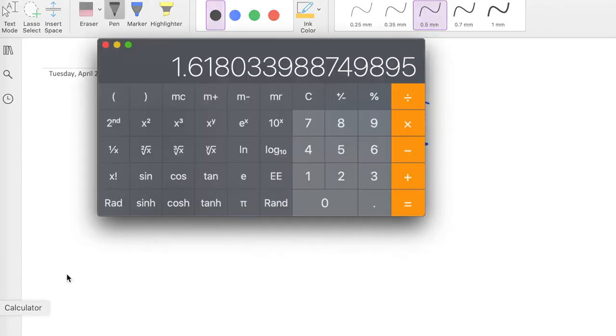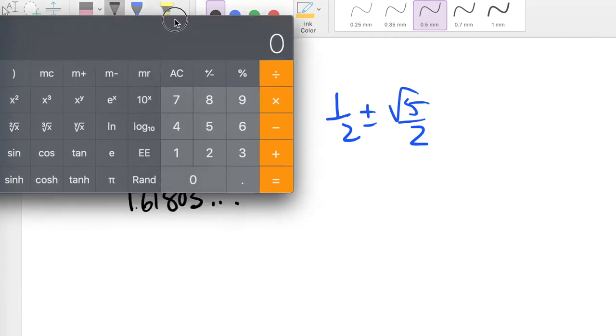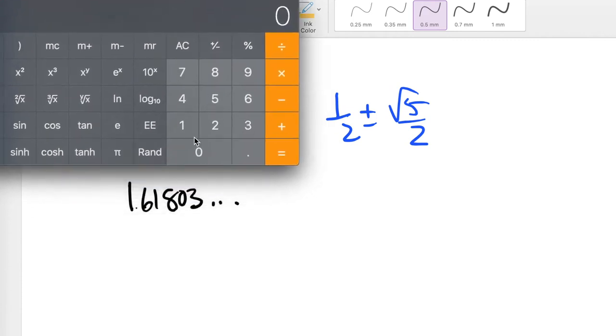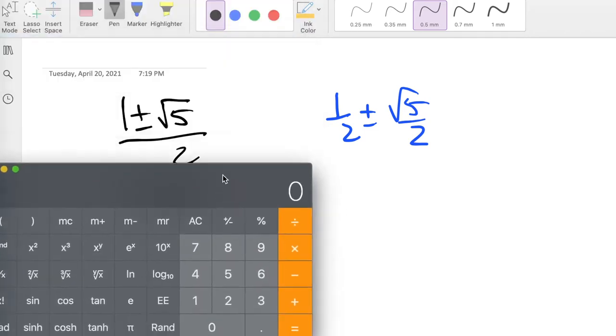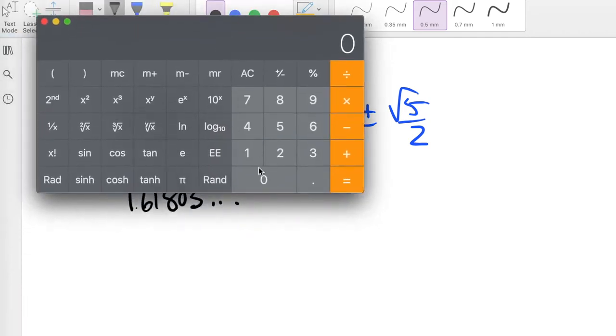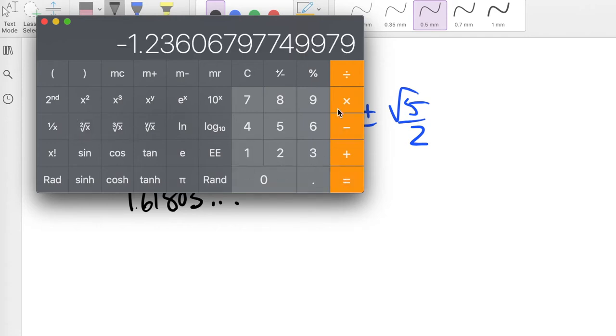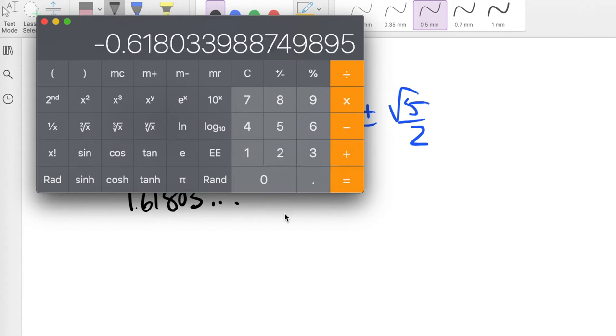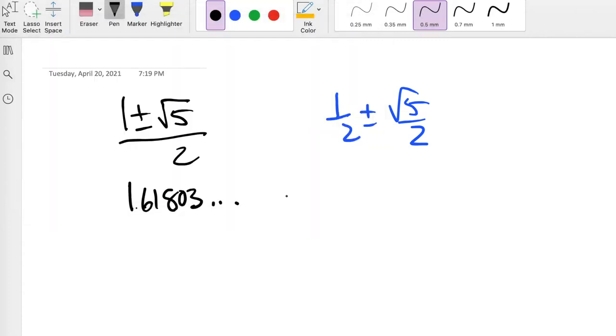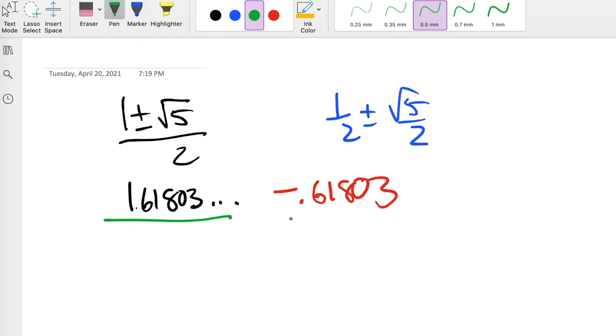Let's plug in the other one and see what value we get. So it's going to be the negative reciprocal of phi. Let's take 1 minus radical 5 over 2. So 1 minus radical 5, and then divided by 2. We get negative 0.61803. So that's our other answer. So that is the number we use as the golden ratio and its negative reciprocal.